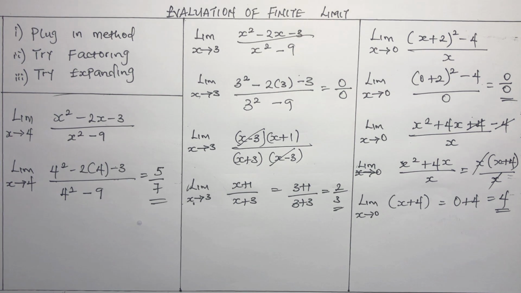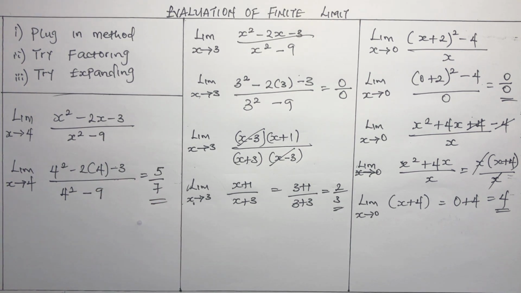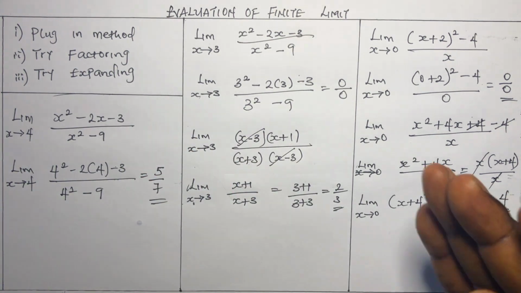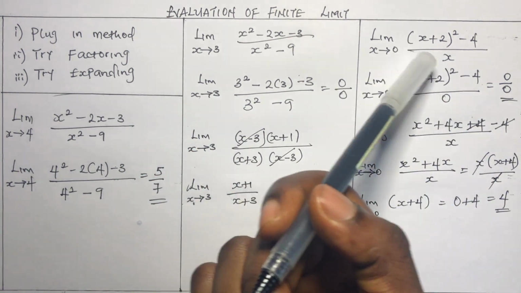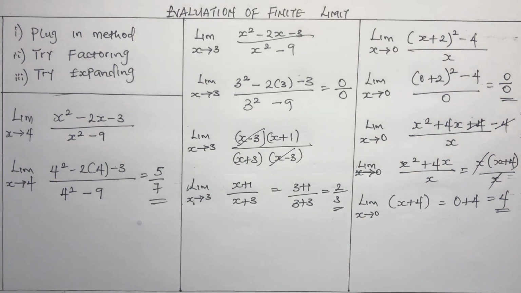So the catch is, when you have a problem, you first test with the plug-in method, and if you obtain your limit, fine. But if not, also try to see if you can factor out, and also try to see if you can expand, in the case of this parenthesis raised to the power of 2, maybe 3, maybe 4, as the case may be. Right. So this is basically what we have using these three methods of evaluating limits.